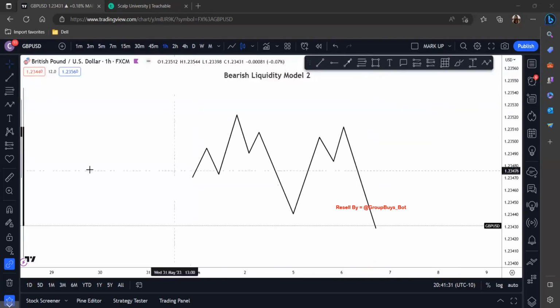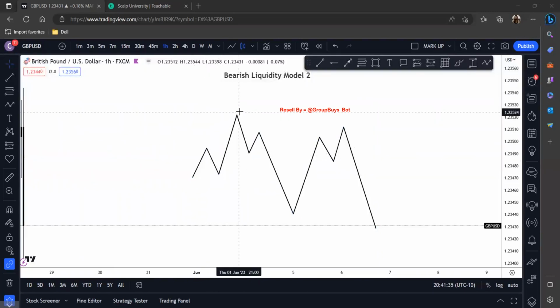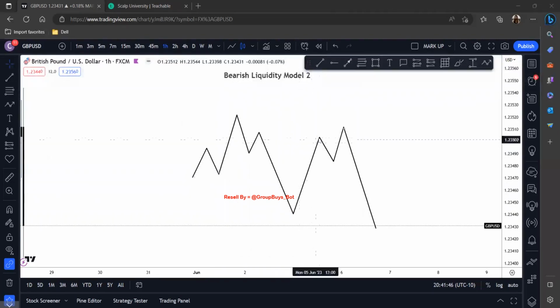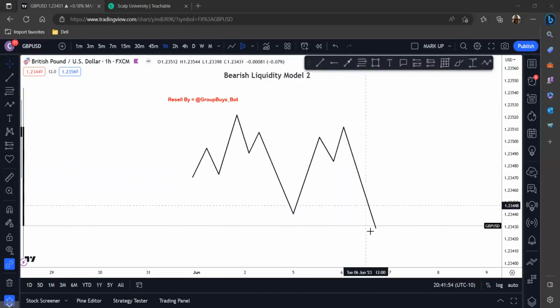But we have this model here, and it's pretty self-explanatory. We have a break to the upside. Price came down, came back up and retested, came back down, and created a low here. And this is, like I said, another bearish model. We came back up, retested this previous second high that was created, came back down, didn't break this previous low, came back up one more time before we ended up selling off completely.